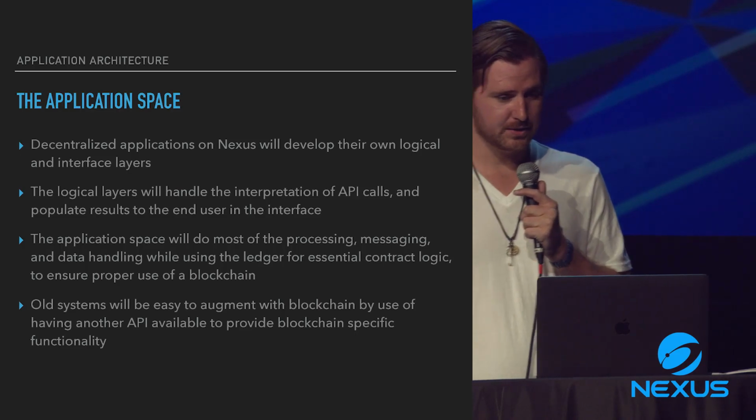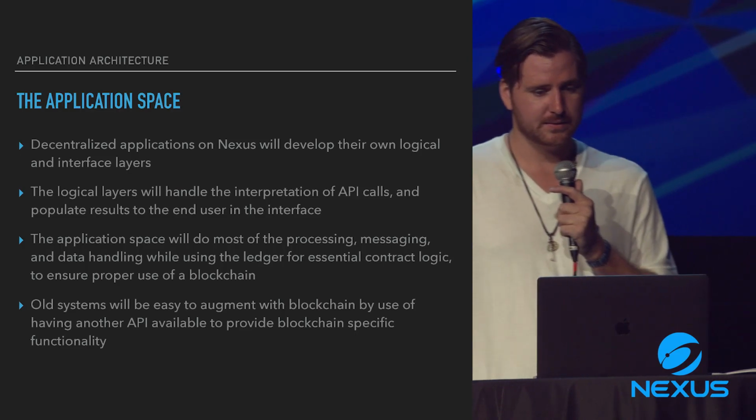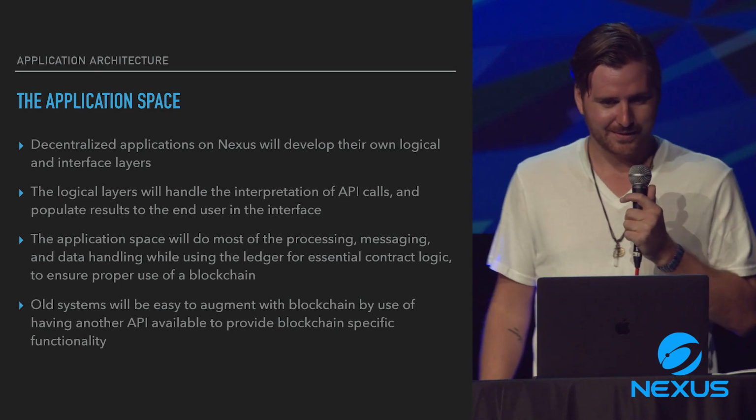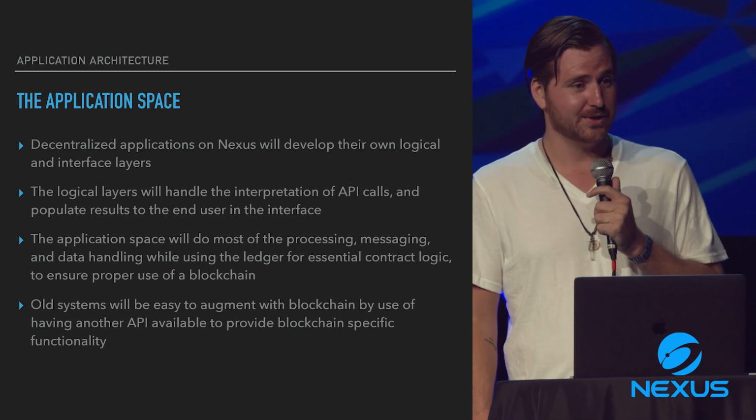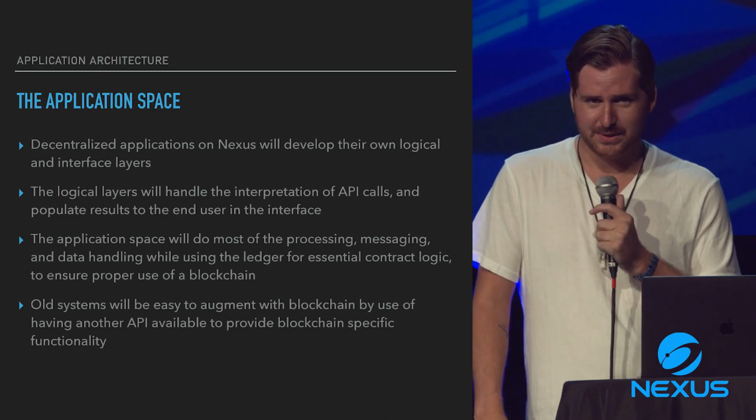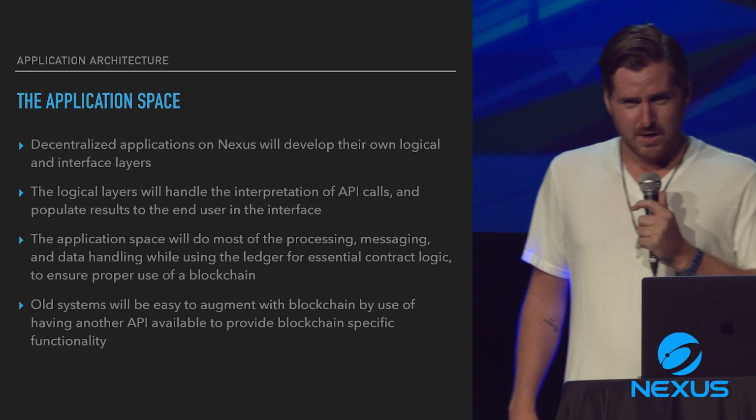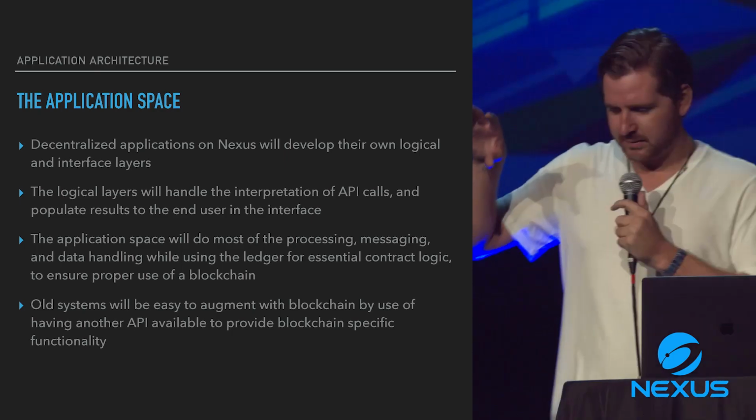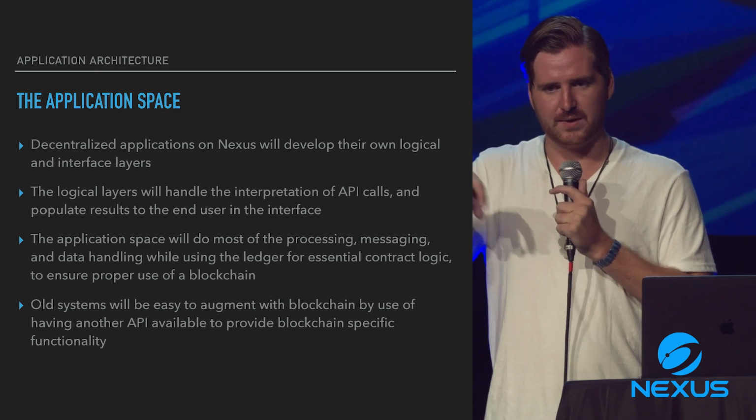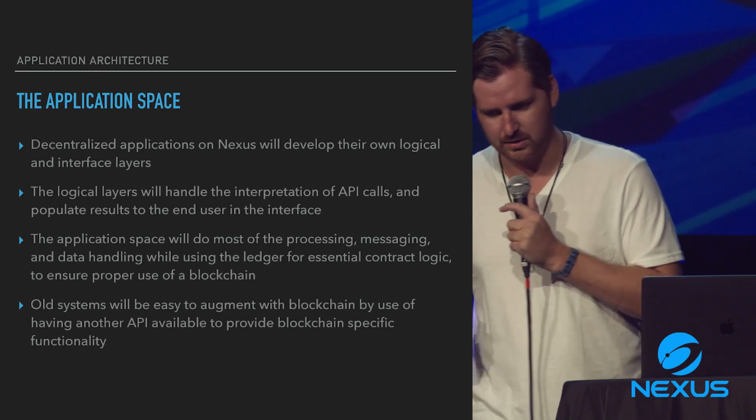So now we get to the application space. Now this is our new application space. Decentralized applications, I don't like saying the word DApp, but on Nexus they'll develop their own logical and interface layers. And the logical layers will handle the implementation and interpretation of all of these API calls. What this means is your system will run. It can handle most of everything that it can off the blockchain, but it'll interact with the API when it needs to handle certain tokenization logic, certain register chaining, certain ownerships.